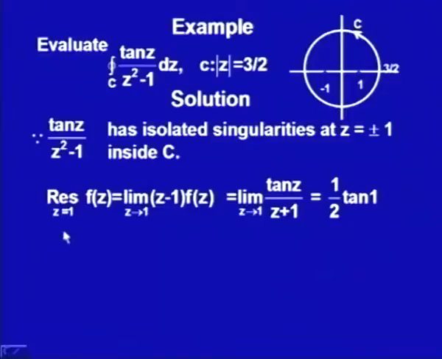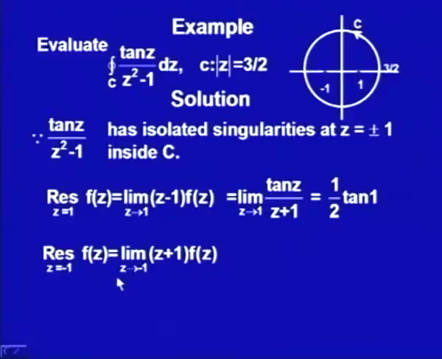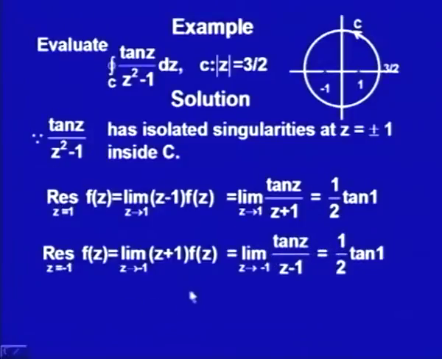Now, we have to find the residue at z equal to minus 1. By the same definition, it should be the limit as z approaches minus 1 of z plus 1 into f of z. When we multiply f of z by z plus 1, I would get tan z upon z minus 1. I have to find the limit of this function as z approaches minus 1. This is simple as evaluating at z equal to minus 1. So, the denominator we would get is minus 2, and the numerator tan of minus 1. We do know that tan of minus theta is minus tan theta. So, we again get 1 by 2 times tan 1.